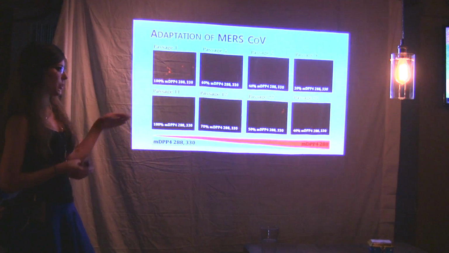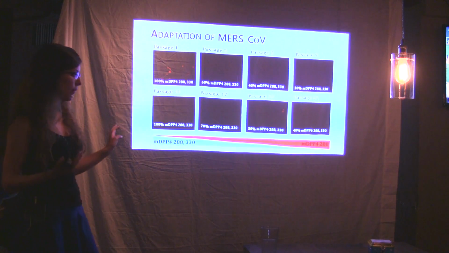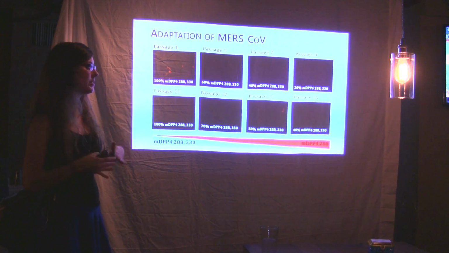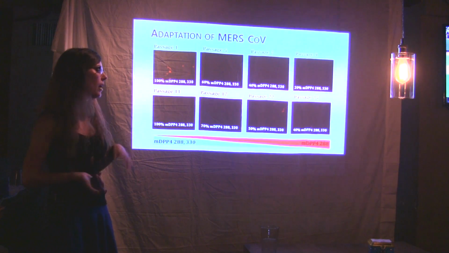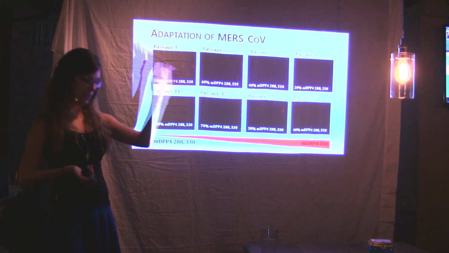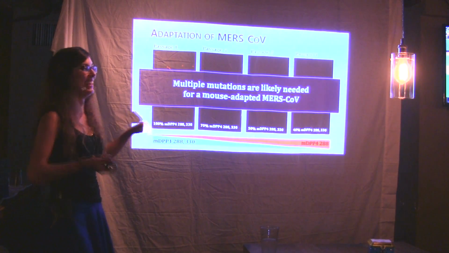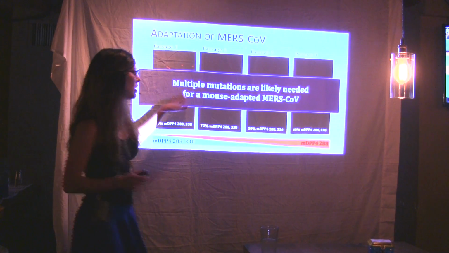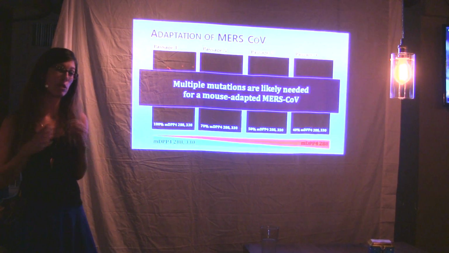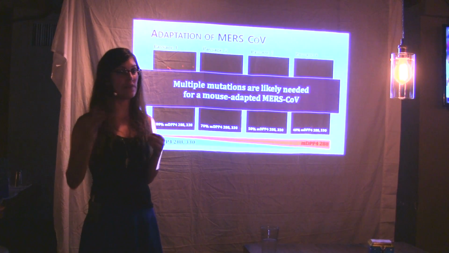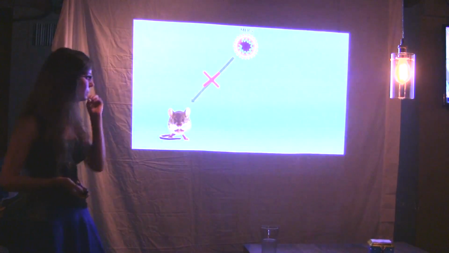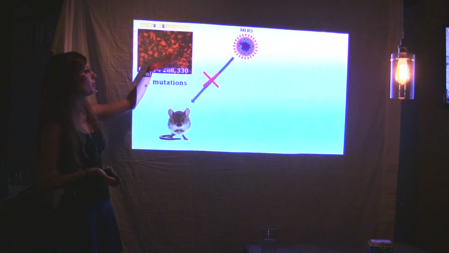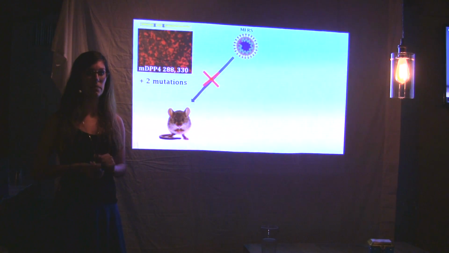So just to go through the result, basically I passaged this 25 times, which is around 3 months, and didn't see any kind of adaptation. Based on this negative result, we can say this supports our hypothesis that multiple mutations are likely needed in order to produce a virus that's capable of infecting a wild-type mouse.